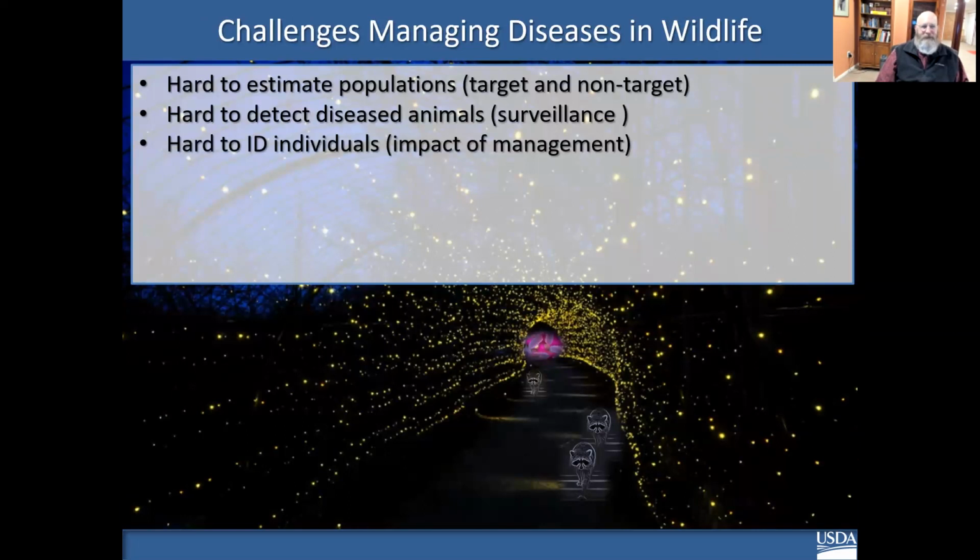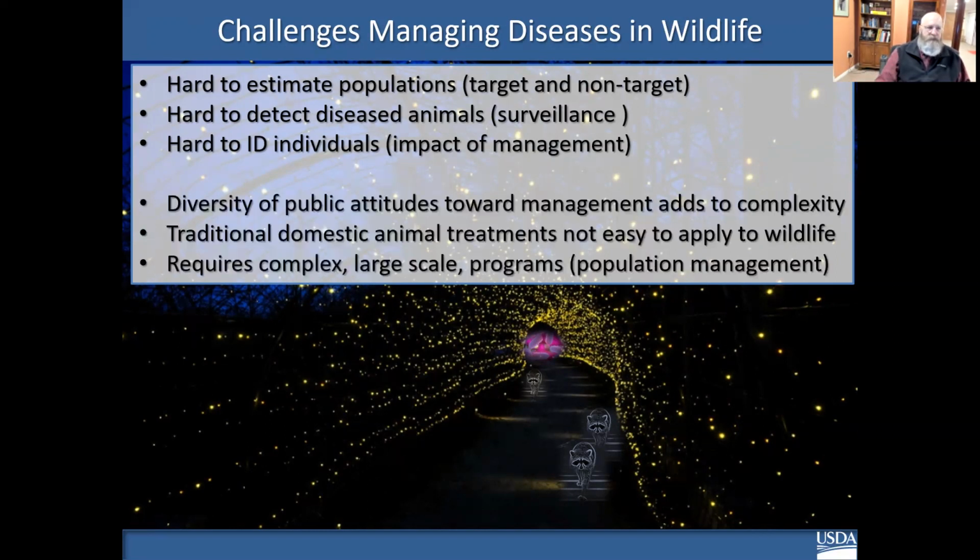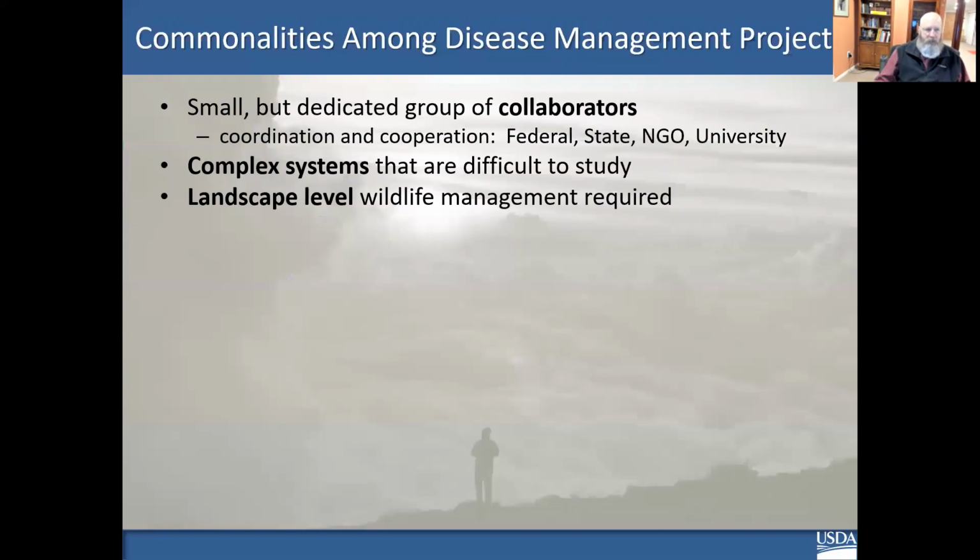I think there are lots of challenges we could talk about in managing diseases in wildlife. Certainly we know it's hard to estimate populations, whether that's the target species or non-target species. It's hard to detect diseased animals. In terms of doing good surveillance, it's hard to identify individual animals in understanding the impact of your management action. There's a diversity of public opinion, of course, and traditional domestic animal treatments are not easy to apply to wildlife populations. And of course, it always requires these large, complex programs that manage populations.